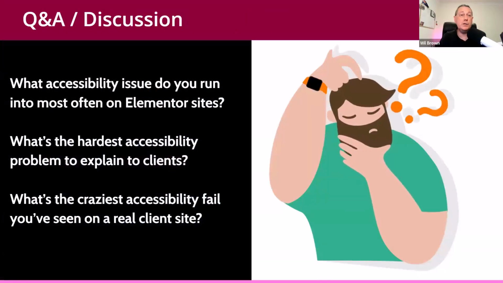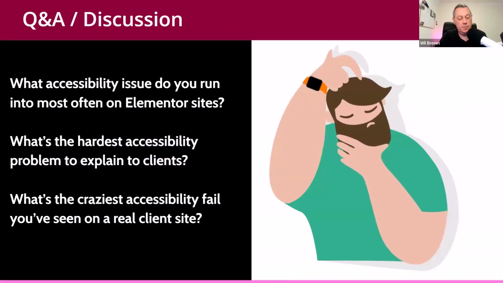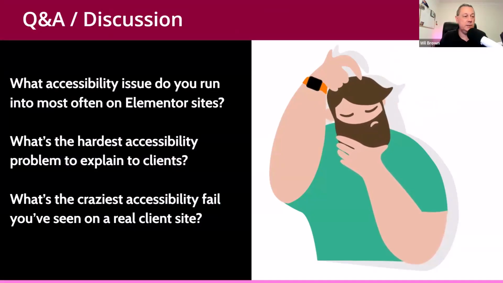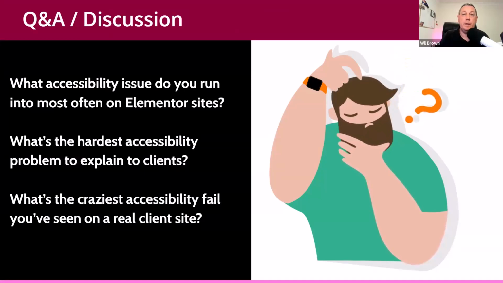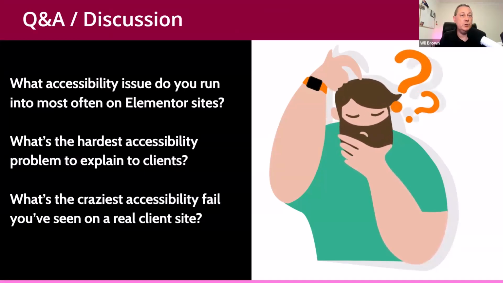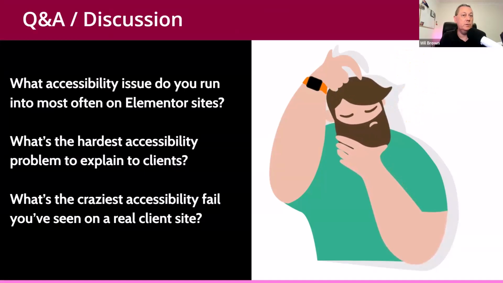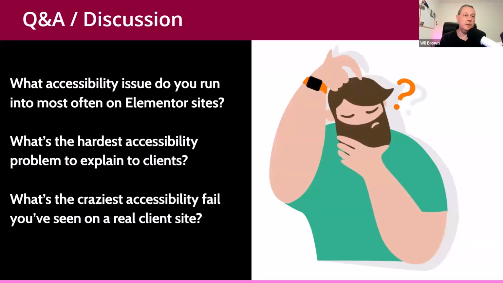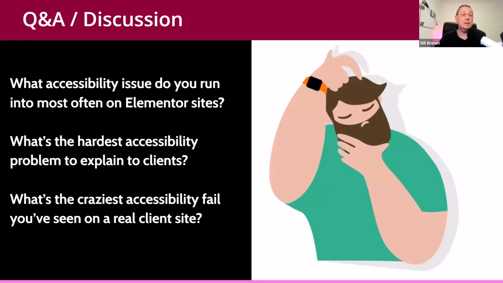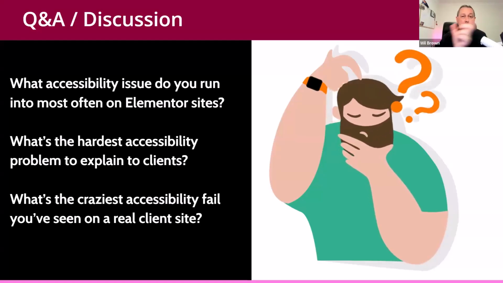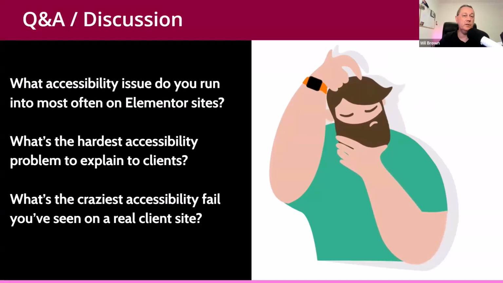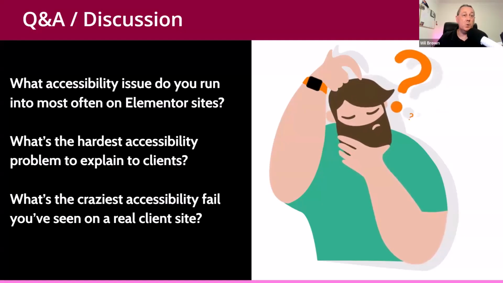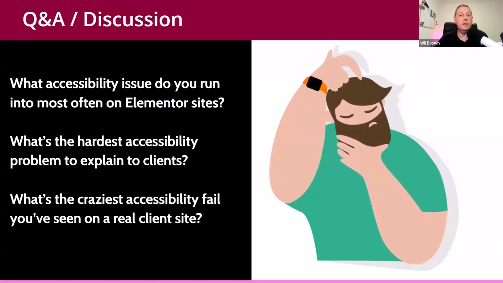So I've got some questions here. I'll copy them into chat as well. You don't have to answer them, but they can be a little bit of a starting point for those. So what accessibility issue do you run into most often on an Elementor site or another site? What's the hardest accessibility problem to explain to clients? That could be that H6 thing. They don't see that. They just see the page title and it's small, and that's what they like. What's the craziest accessibility fail that you've seen on a real client website?